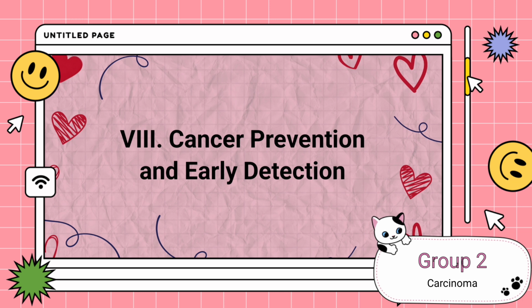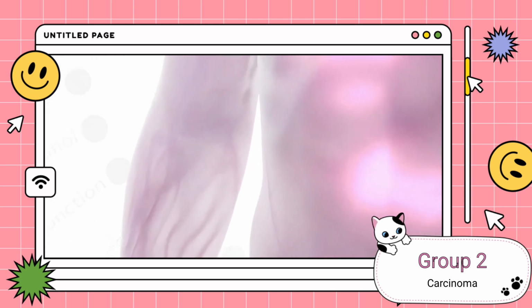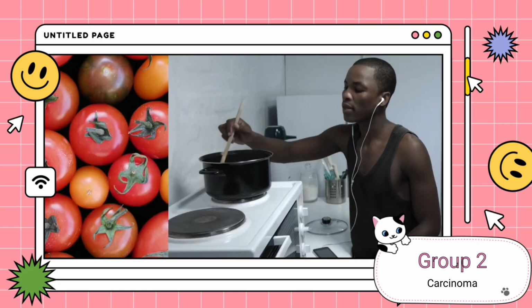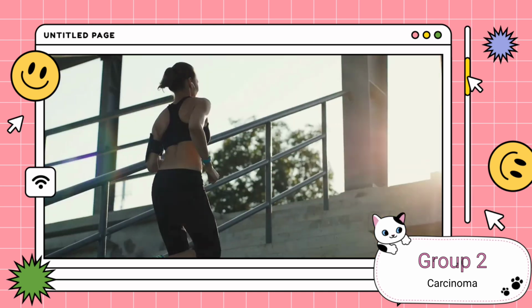Part 8, Cancer Prevention and Early Detection. Early detection strategies, regular checkups, imaging tests, and blood tests. Lifestyle factors for prevention, healthy diet, regular exercise, smoking cessation, and alcohol moderation.